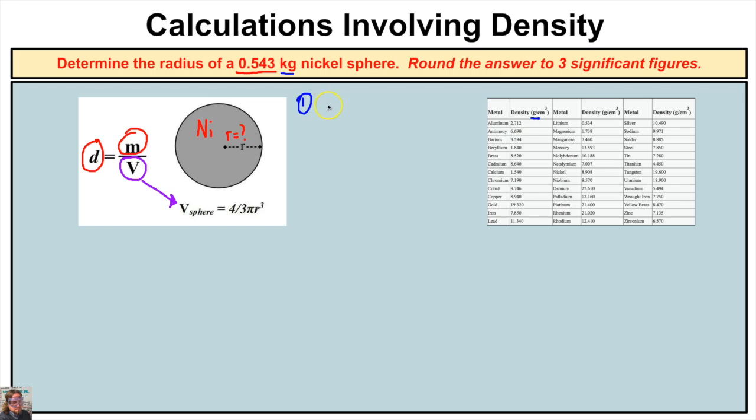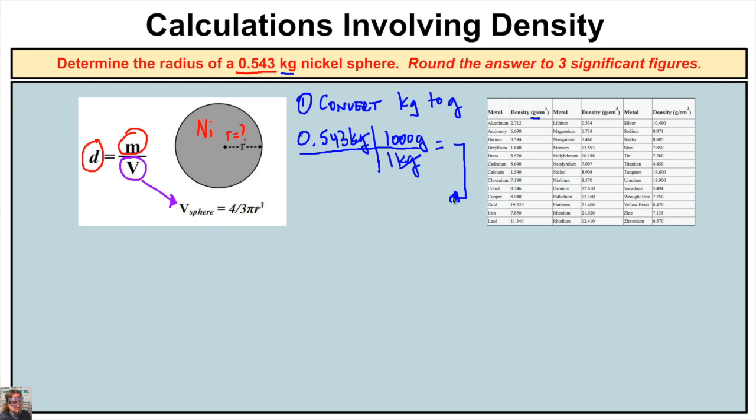So let's see what we're talking about here. In this problem we need to convert kilograms to grams first. We're given 0.543 kilograms. We'll do some dimensional analysis here. We know that 1 kilogram is equal to 1,000 grams. We put kilograms on the bottom so that those two units will cancel out and leave us with grams. And we end up with 543 grams.